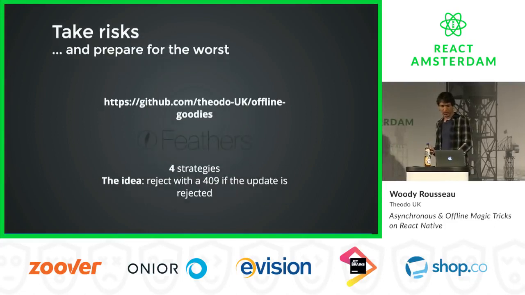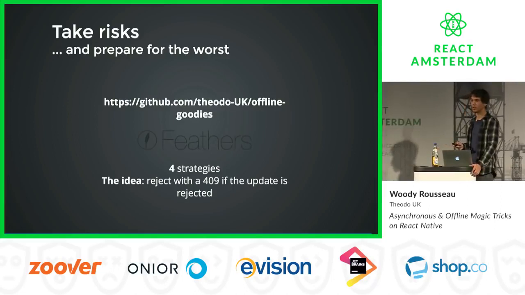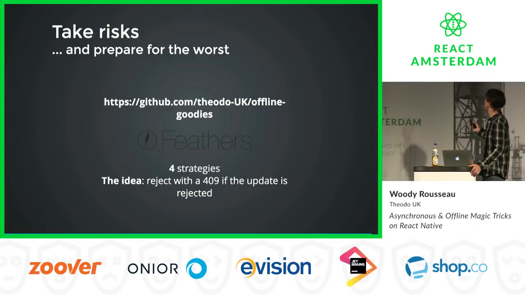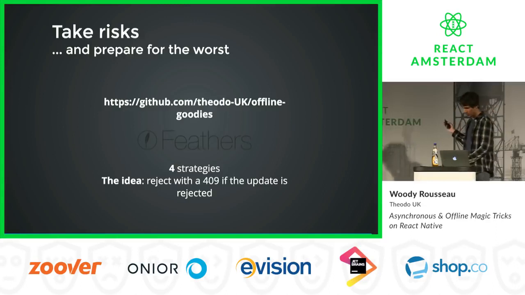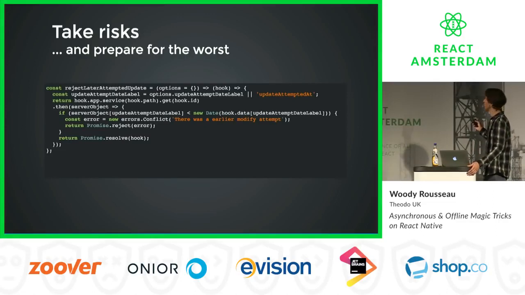I provided a few of these helpers because I had this problem. I don't know if one of you guys knows Feathers.js, which is a cool Node framework. But I provided a couple of these strategies, and the idea is that you want to reject with a HTTP 409 error if there's been a conflict, which is the standard verb for it. If the update is rejected, this is quite simple. This is a hook that would be on your Feathers code. What you want to do is basically grab from the payload the update attempted at timestamp that is provided by the client, because you trust the client.